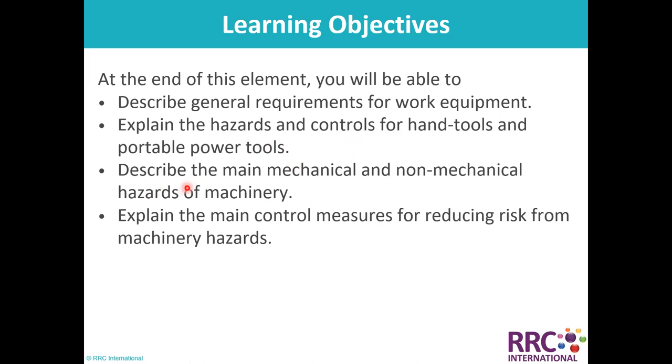Then we will be able to describe the main mechanical and non-mechanical hazards of machinery. We are using different machineries, including hand tools and power tools. Related to those machineries, we are having mechanical hazards as well as non-mechanical hazards. We will see what are mechanical and what are non-mechanical hazards. Then we will be able to explain the main control measures for reducing risk from machinery hazards. We will see what those different hazards are and how we are going to get control over them. How can we reduce the risk while using different machines?